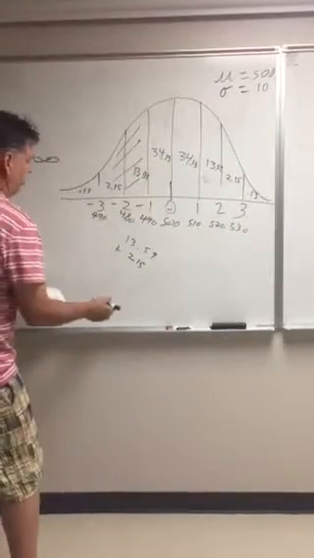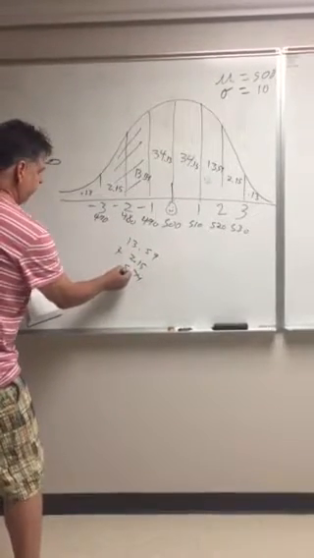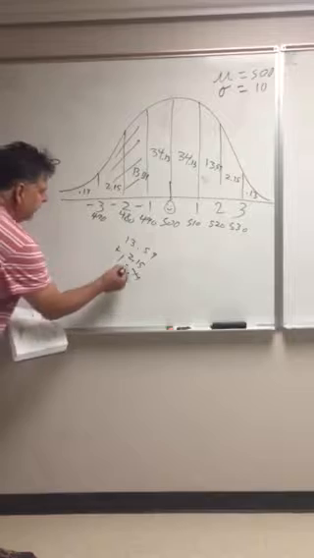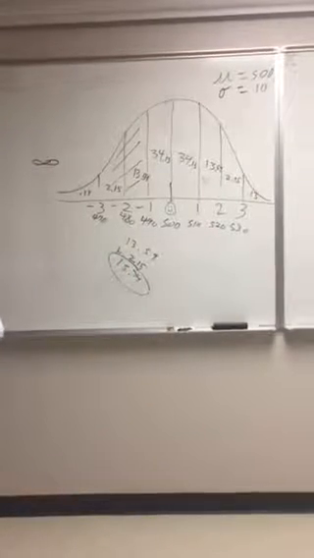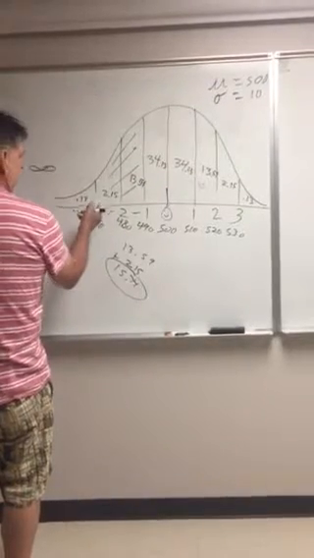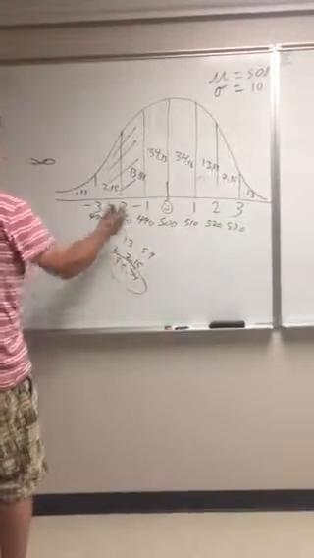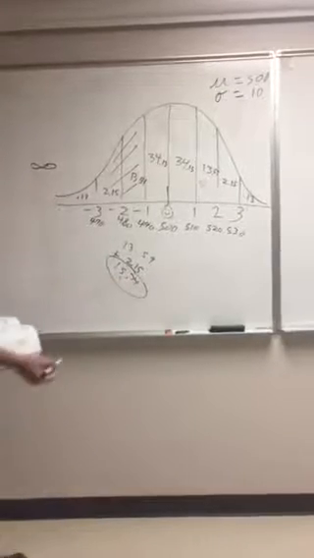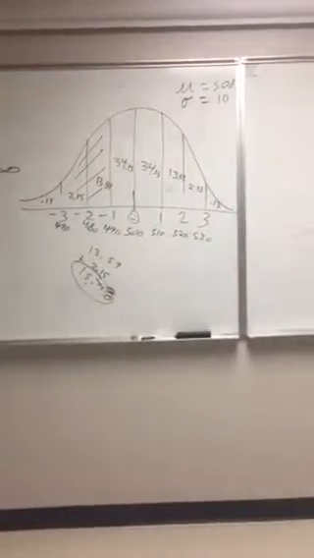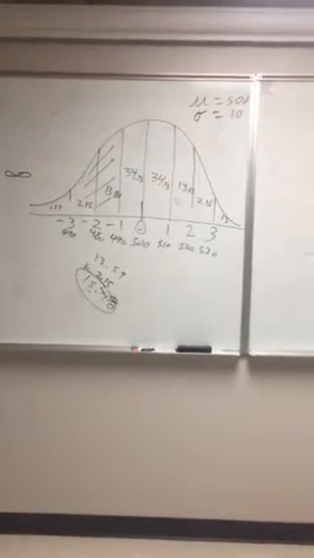and 2.15. So I've got 15.74, right? Looks right to me. I've got 15.74% of the area between -3 and -1. So between the values of 470 and 490, I have an area of 15.74%. So that's kind of what I'm asking for. That's what I want you to be able to understand when we're talking about these percentages.